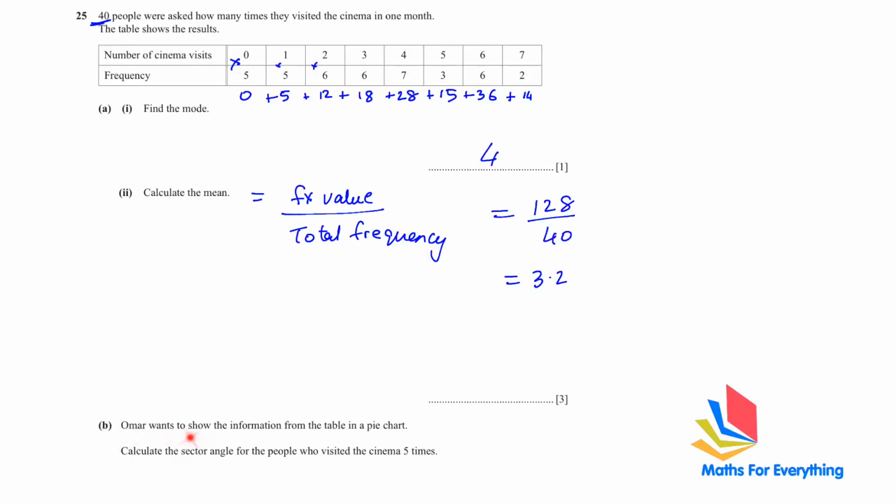Next, Umar wants to show the information from the table in a pie chart. Calculate the sector angle for the people who visited the cinema 5 times. So how many people visited the cinema 5 times? 3. So we write 3 over the total frequency, which is 40, and multiply it by 360. This will give us 27.